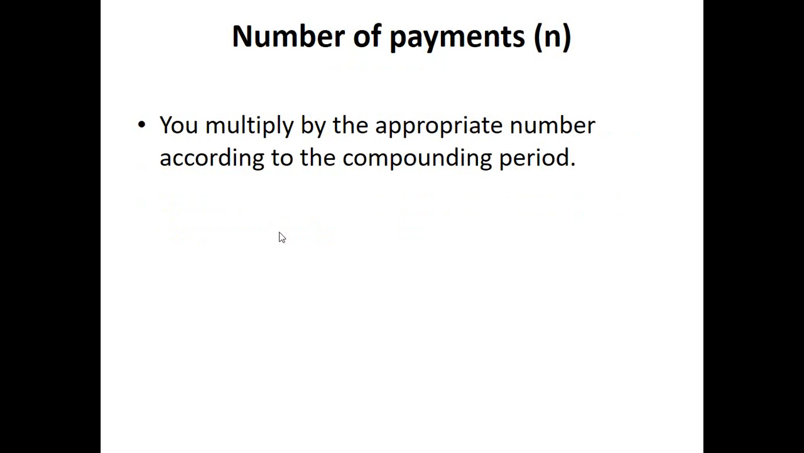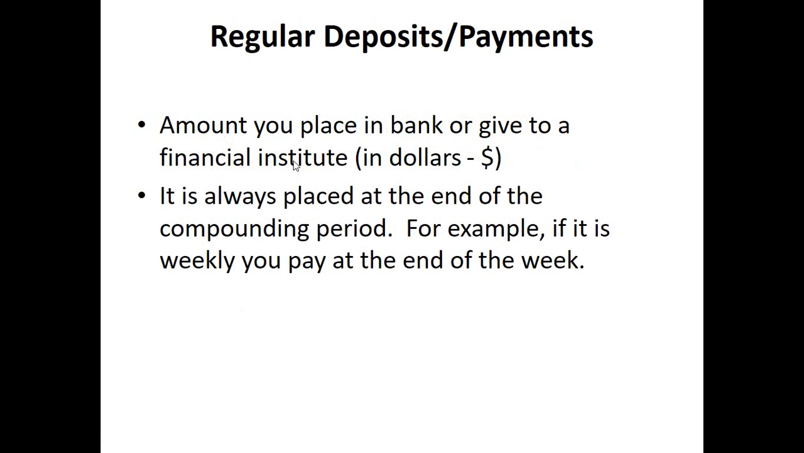Okay, n is the number of payments. So basically you multiply by the appropriate number according to the compounding period. It's in a table, I'll show you. Now next, regular deposits. The amount you place in the bank or give to a financial institution in dollars is always placed at the end of the compounding period. For example, if it's weekly, you always pay at the end of the week. If it's monthly, you pay at the end of the month.